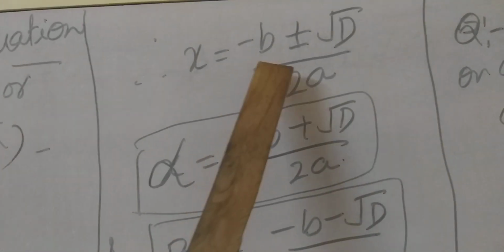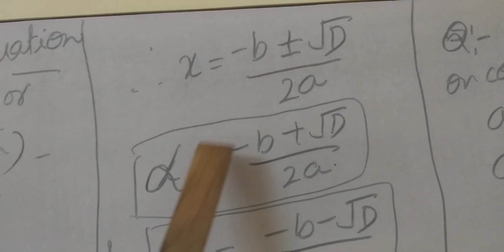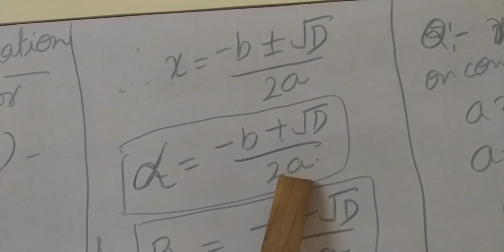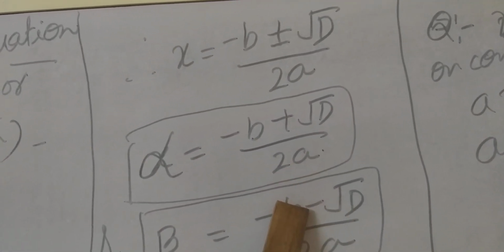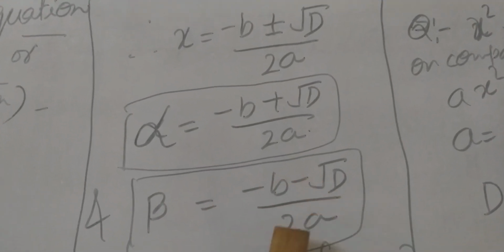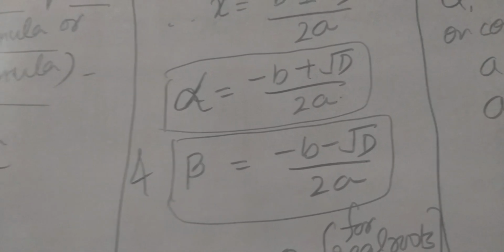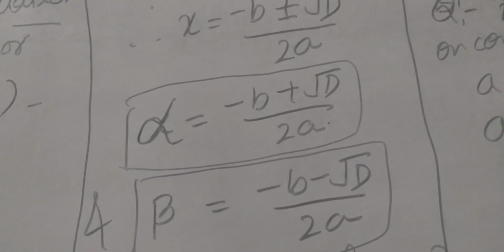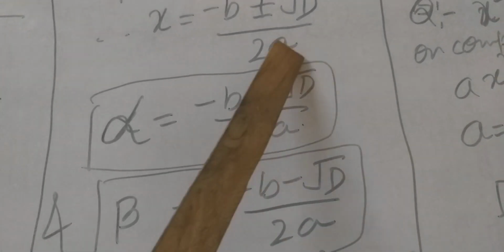So one time we have to take the plus sign. When we take plus, alpha equals minus b plus root D upon 2a. And next time we will take minus. So beta equals minus b minus root D upon 2a. So these are the two roots, students. Its value depends on the D.